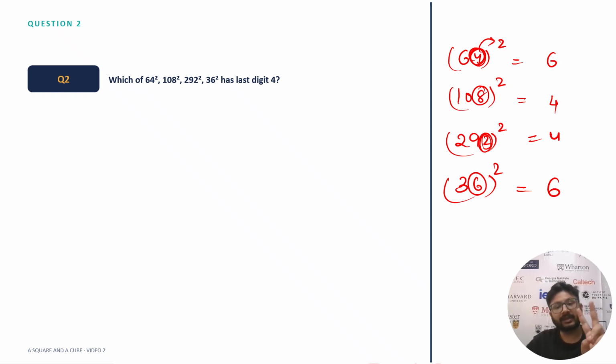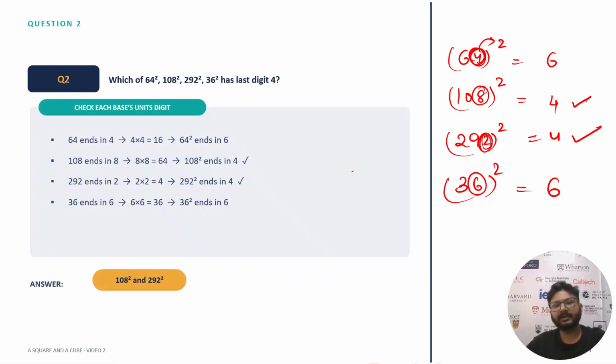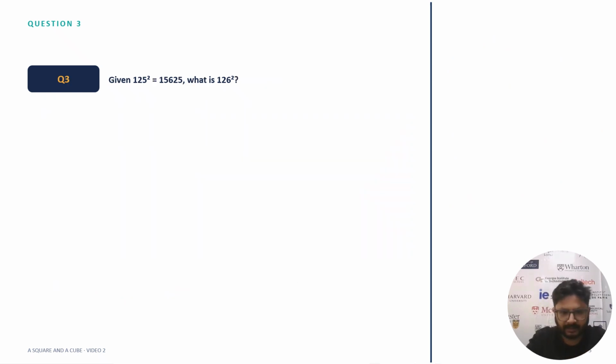So out of these 4, there are only two numbers which have the last digit as 4, that is 108 square and 292 square. This is what is written in here. So 108 square and 292 square are the correct answers. Moving on to the next question, given that 125 square is 15625, what is 126 square? Now remember the formula, (n plus 1) square is equal to n square plus 2n plus 1. This is the formula that we have discussed in the first part of the video.